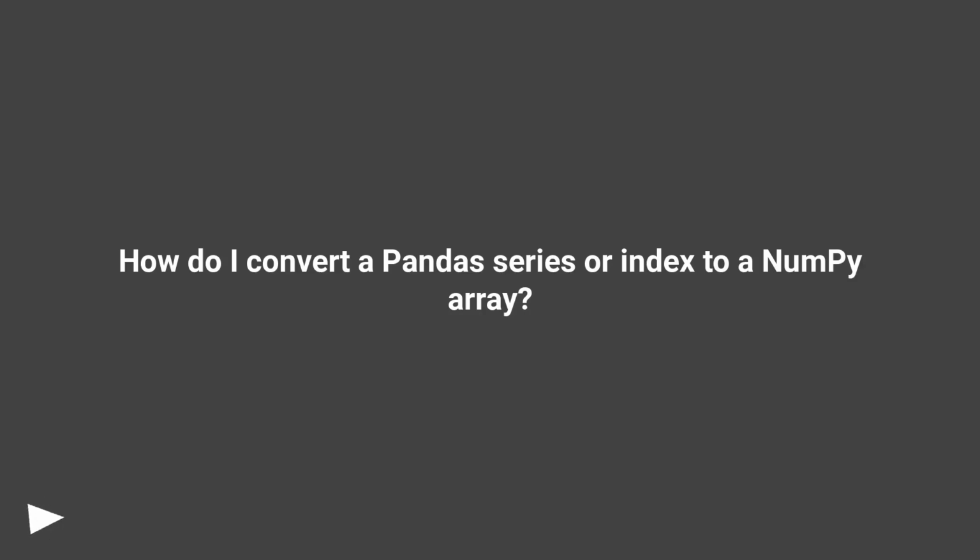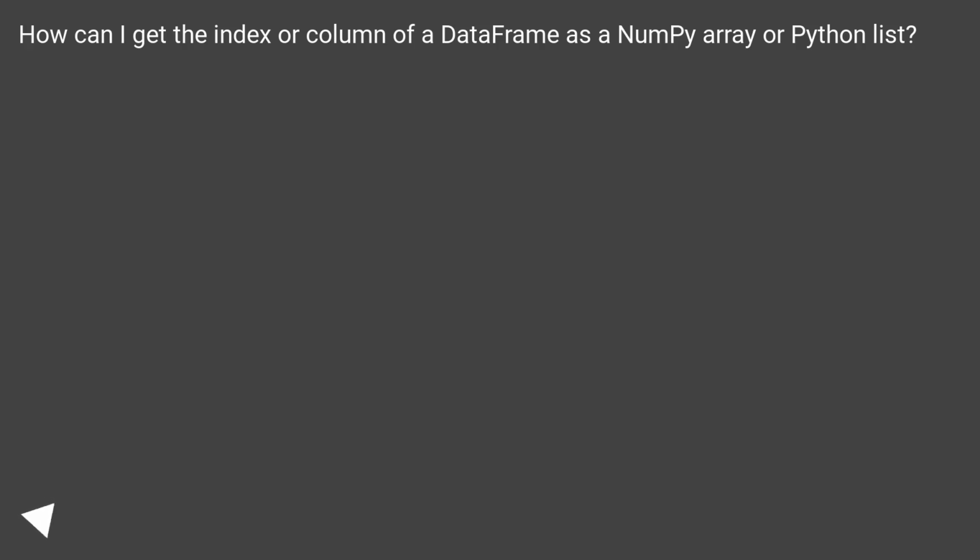How do I convert a Pandas series or index to a NumPy array? How can I get the index or column of a data frame as a NumPy array or Python list?